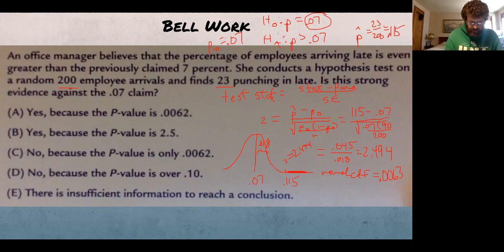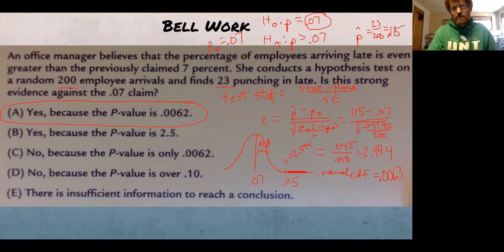So that means there's just over a 6 in 1,000 chance that this is going to happen by random chance if the true population proportion is 0.07. Because it's very, very unlikely to happen, our p-value is low, so we are able to reject the null hypothesis. Is this strong evidence against that 0.07 claim? Yes, it is, because the p-value is so low, 0.0062. I know it says we're off by 1/10,000, so some rounding error happened. Not a big deal.